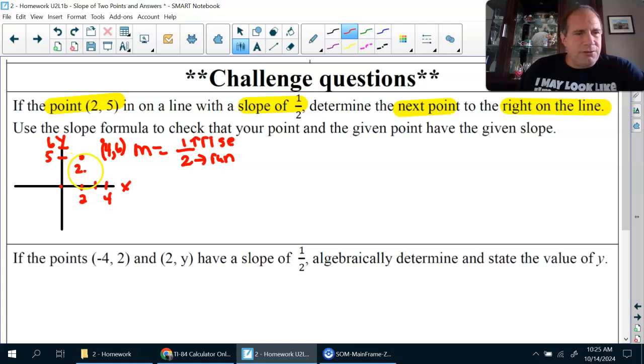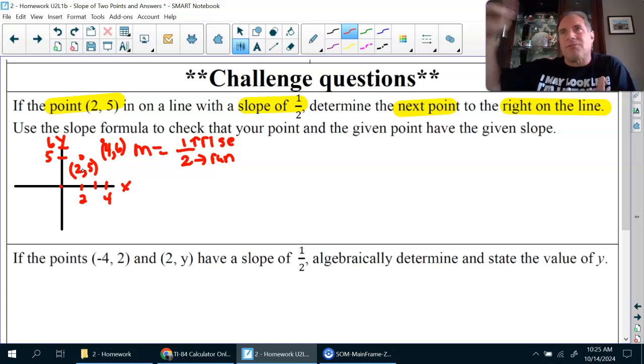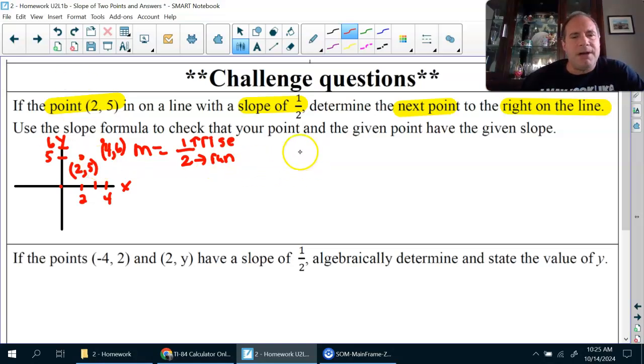You're using the slope formula. The slope formula of rise over run, that's 2, 5, and then it rises 1 up to 6 on the y, and then the run is 2. That means it goes to 4. And it's pretty easy. You could just keep on going. Rise 1, run 2. You can get another point. Rise 1, run 2. So 4, 6 would be my other point.